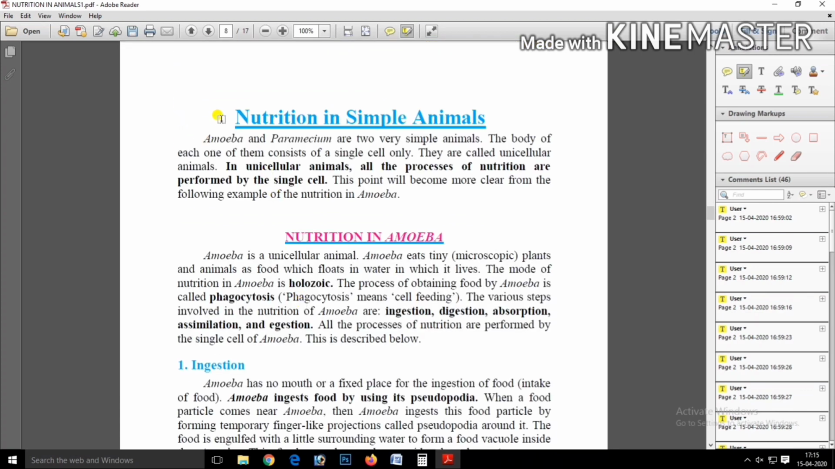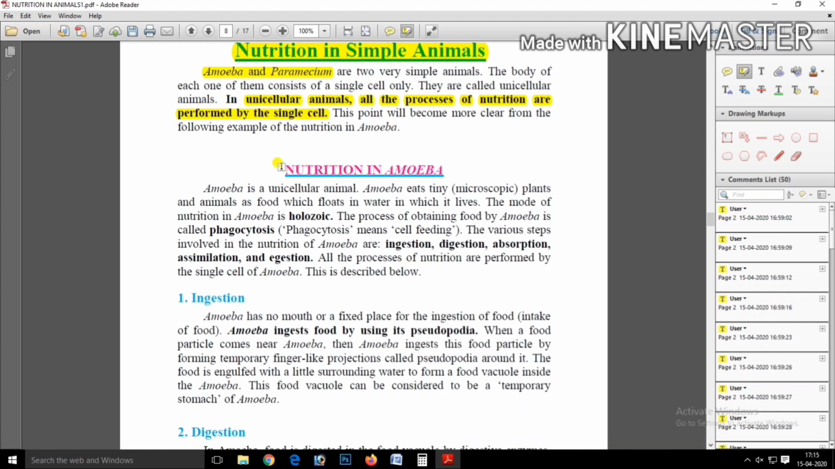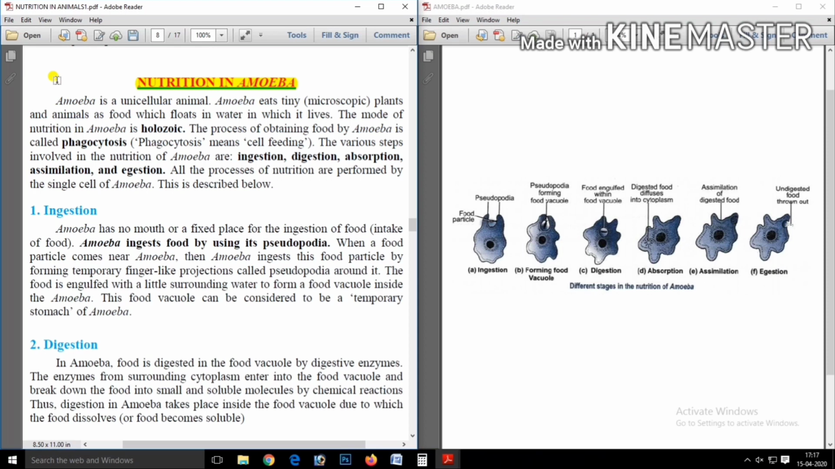Now we'll see nutrition in simple animals like amoeba and paramecium. So these are basically unicellular animals. That means they are made up of only a single cell. So the process of nutrition in them is also quite simple because they are unicellular. Now amoeba is unicellular, but they also complete their nutrition in all these 5 steps. The steps are ingestion, digestion, absorption, assimilation and egestion.